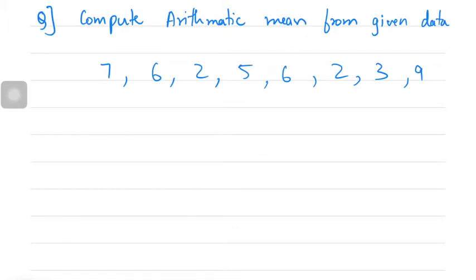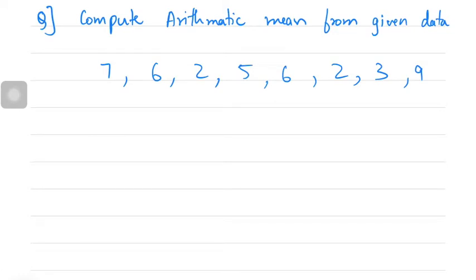Let us solve one more question of individual series. Compute arithmetic mean from the given data. The data is 7, 6, 2, 5, 6, 2, 3 and 9. So you are supposed to compute arithmetic mean. There are two methods. In the exam you can do any one method. They will not specify which method to do. You can use any method.